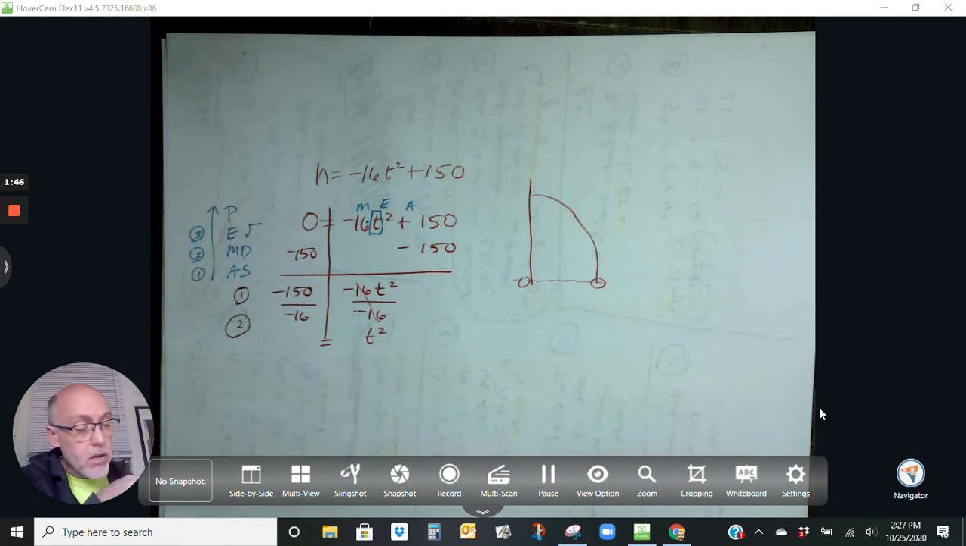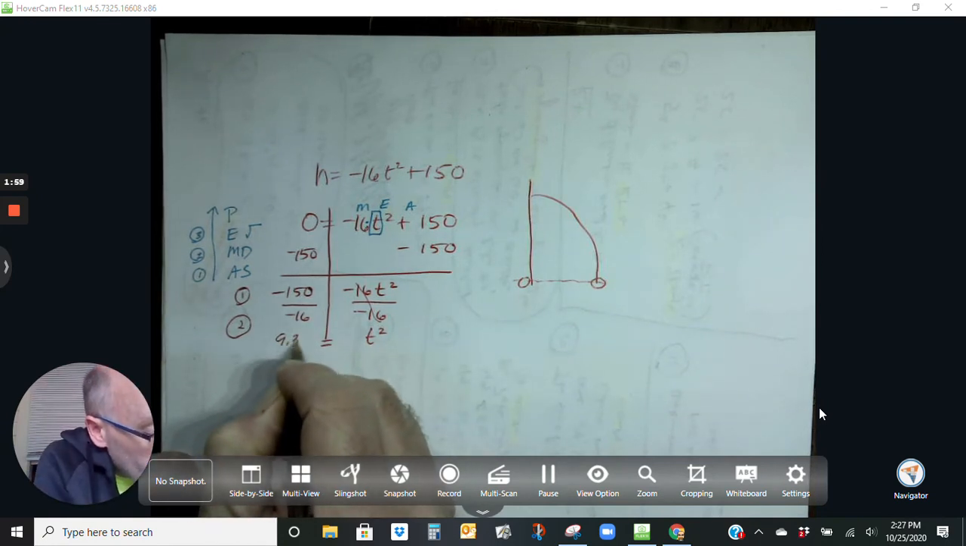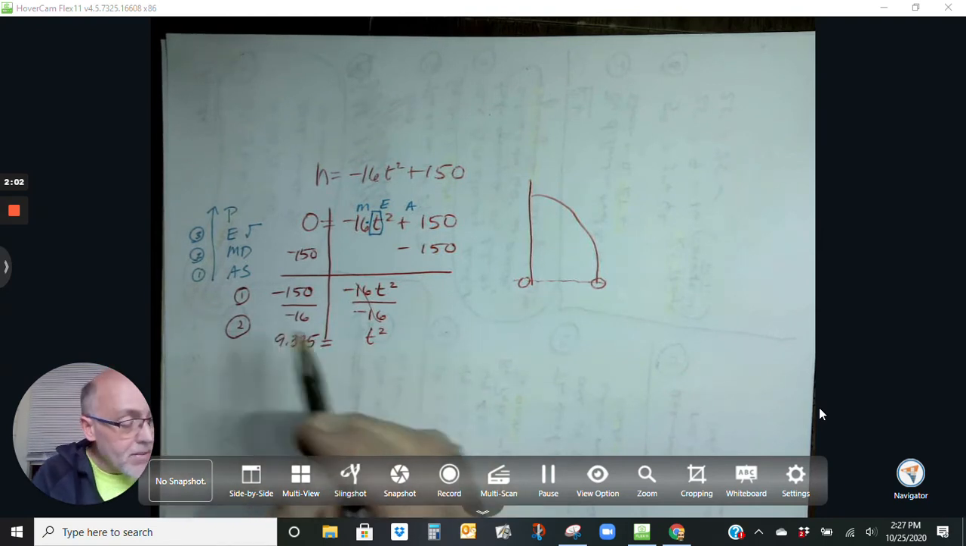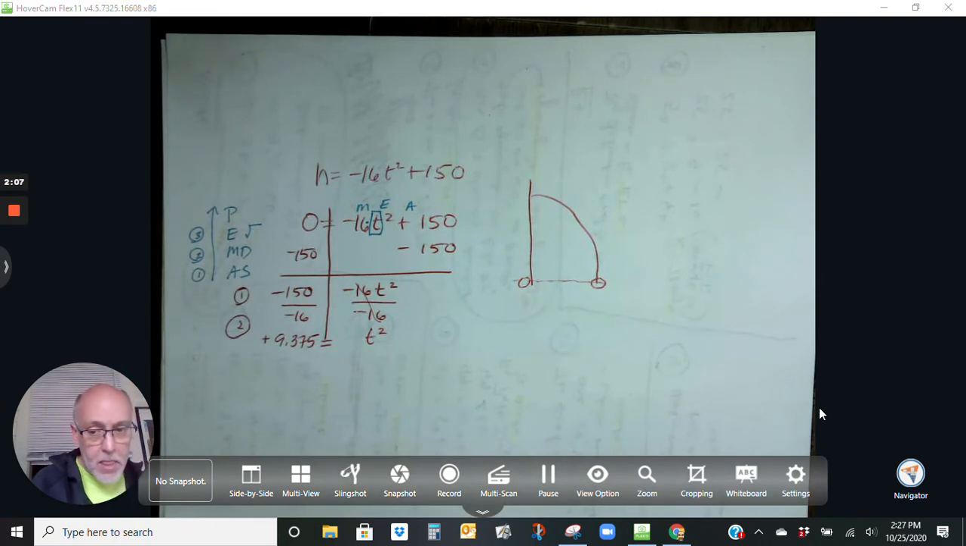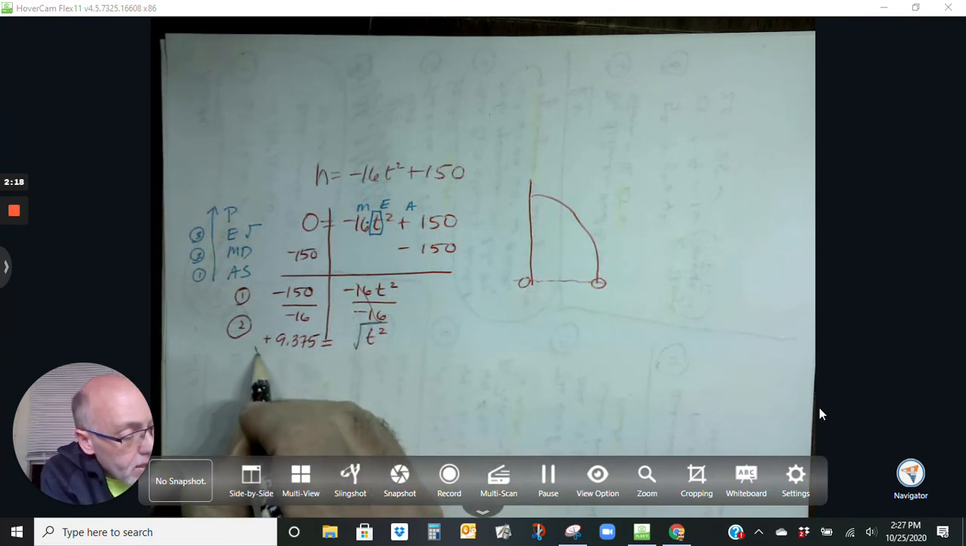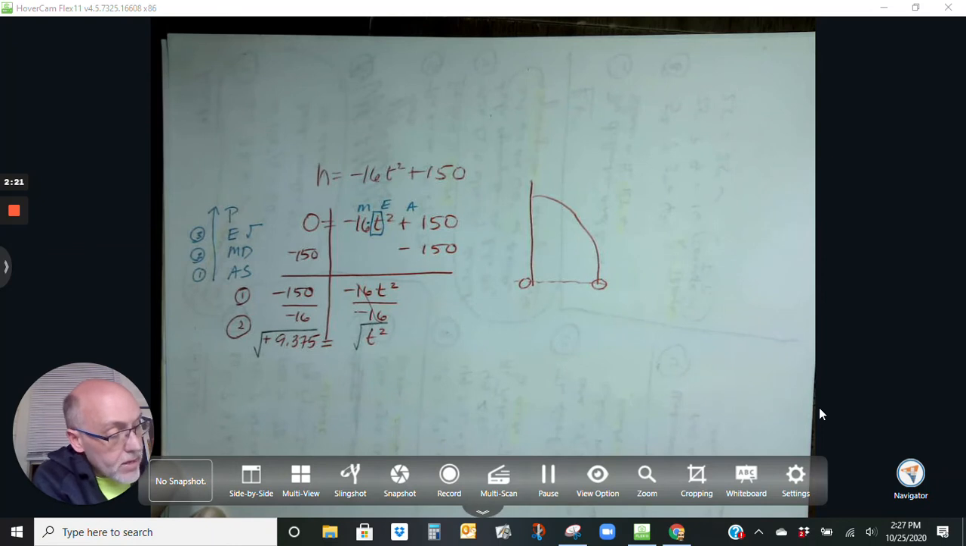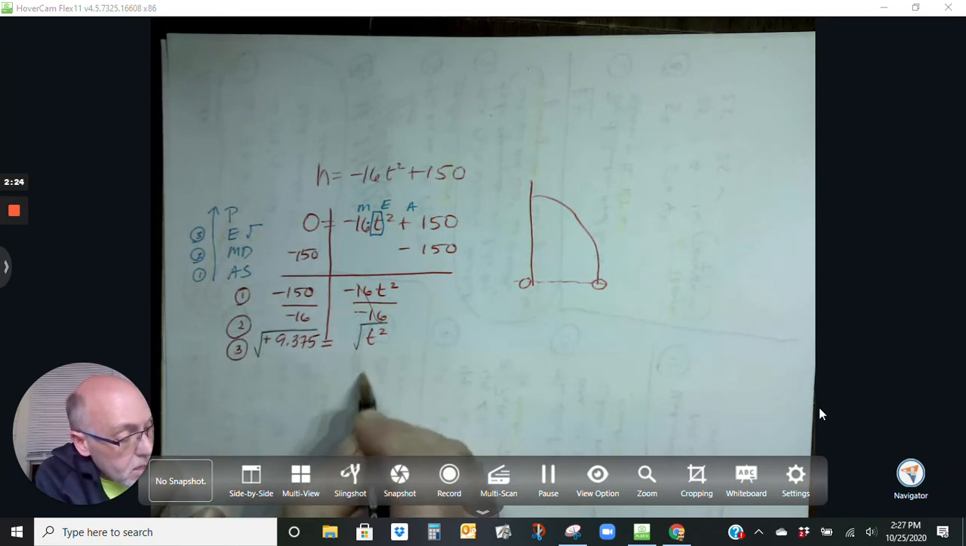And I'll pull out my calculator. I would normally use Desmos or something like that, but for the video's sake it's easier. So this comes out to be 9.375. It is positive because a negative divided by a negative is positive. All right. And then at this point I need to square root. So technically I'm square rooting both sides. That's what undoes this and makes this just t.